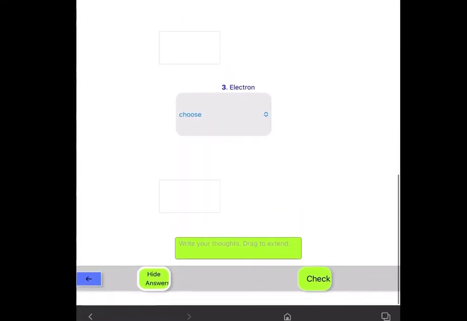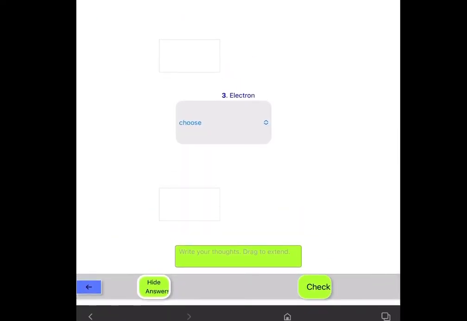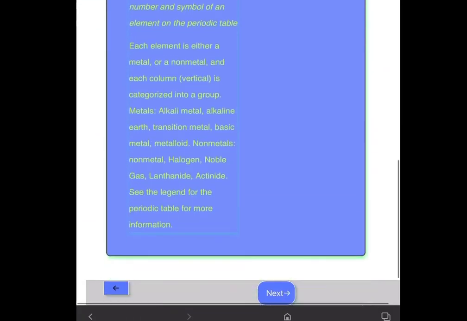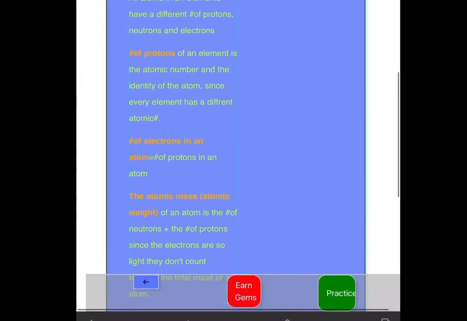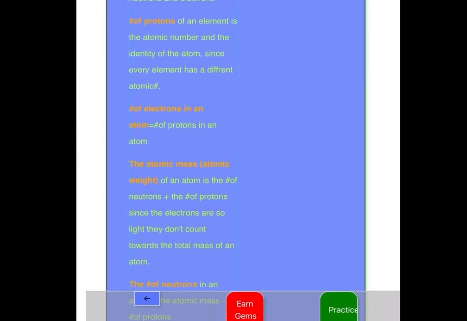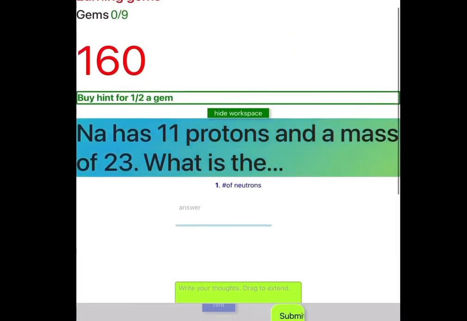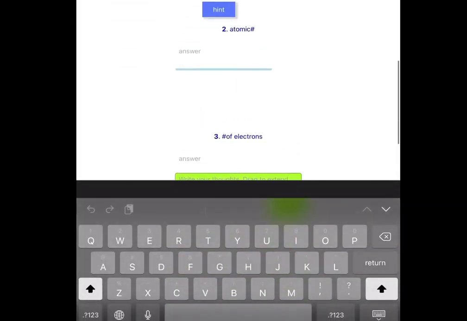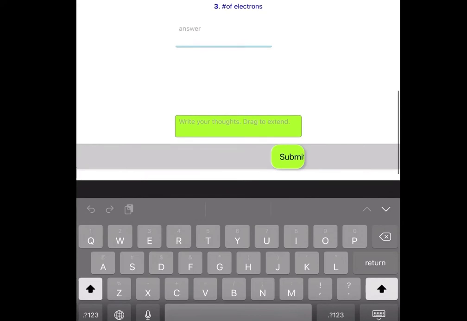And if you want to earn gems, you can always press earn gems right over here. It does the same quiz, except there's a time limit. And yeah, there's just a time limit, and for every answer you get right, you earn 1 gem.